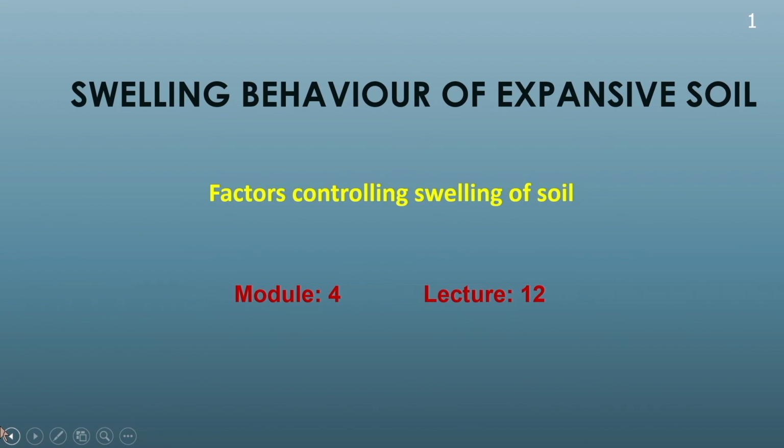Earlier we have learned about the different factors by which the swelling gets affected, and also we learned about the diffuse double layer thickness, different types of clay minerals, and how the diffuse double layer thickness is controlled by various factors. Today we will learn about the different factors which control the swelling behavior of the soil.